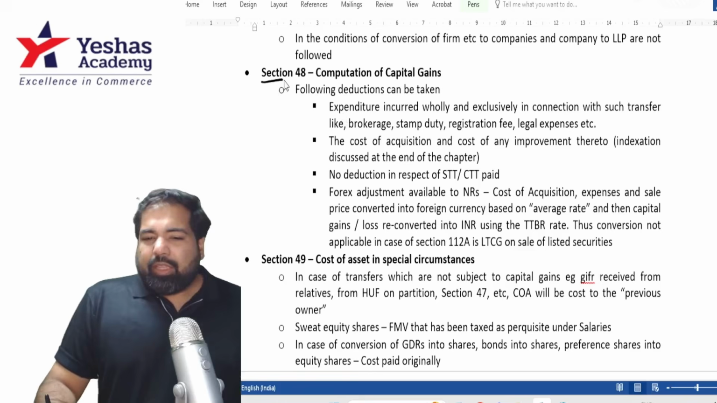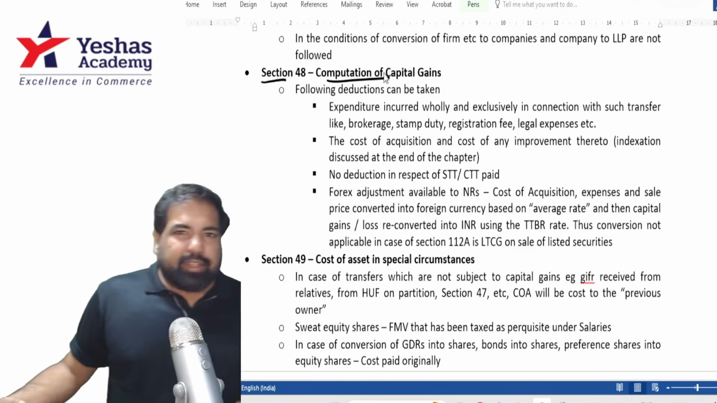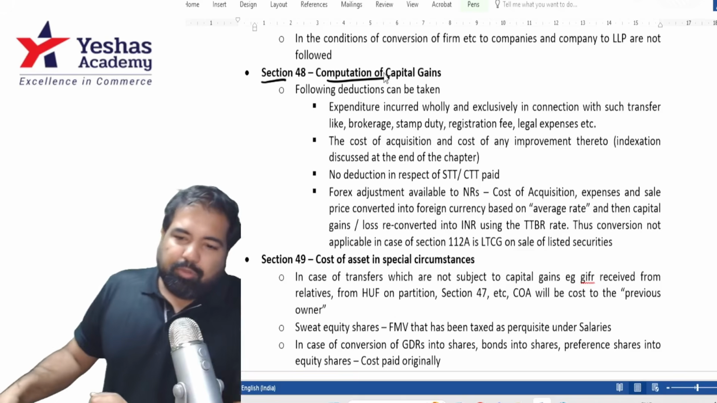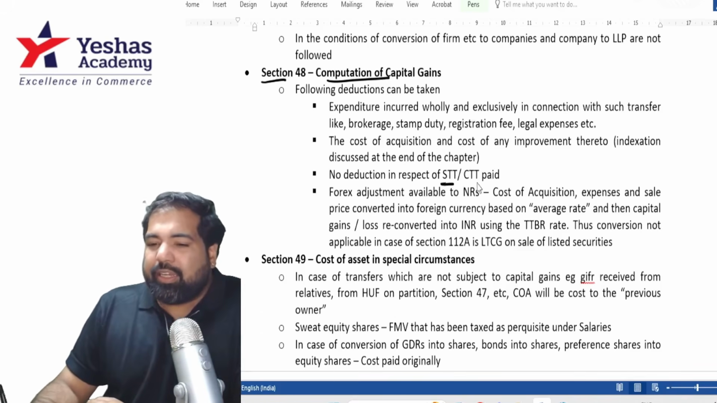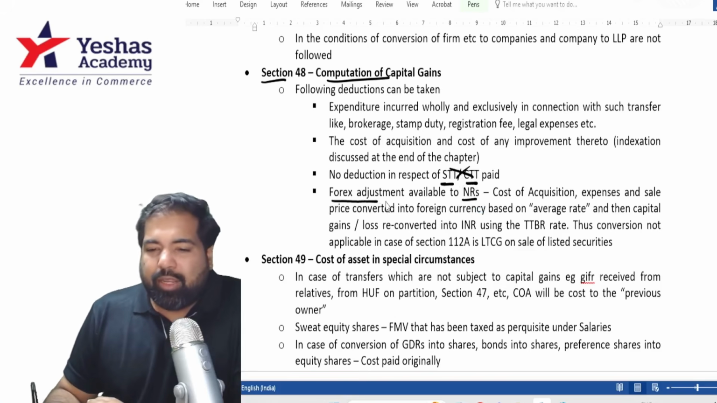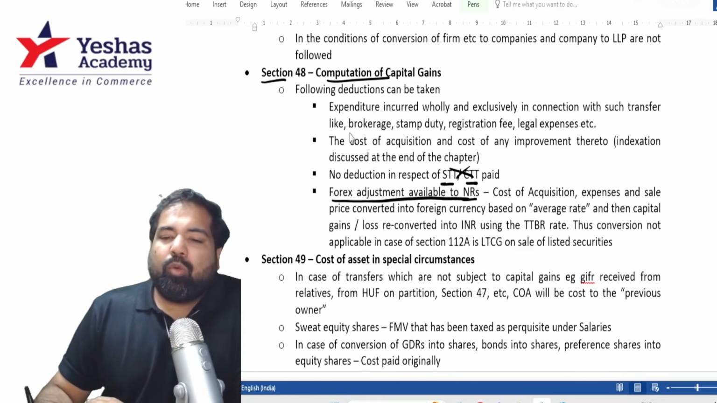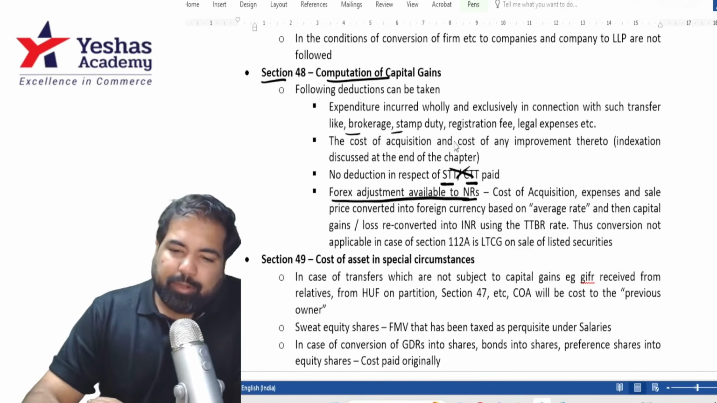Next is how do you compute the capital gains? It's very simple. You take the sale consideration minus the expenses. You get net sale consideration, minus cost of acquisition, minus cost of improvement, and you get the final number. In this case, please do not deduct CTT and STT. What about non-resident? This we will talk about in a chapter called non-resident taxation. What about brokerage, stamp duty, registration fee? All that you can deduct. There is no problem with that.